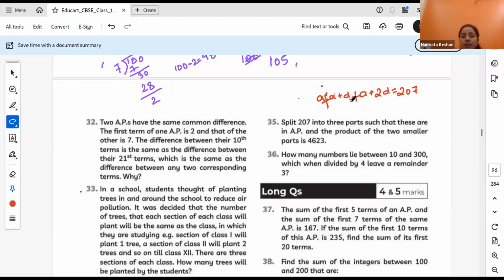What are we getting? A plus A plus A, that is 3A. 2D plus D is 3D. That is 207. Okay, 7, 8, 9. Yeah, that is divisible by 3. So we can take 3 common from here and simplify. Now the next part says that the product of the two smaller parts is this. So according to our assumption, the two smaller parts are A and A plus D. Yes or no? Yes, ma'am. The product of these two is 4623.